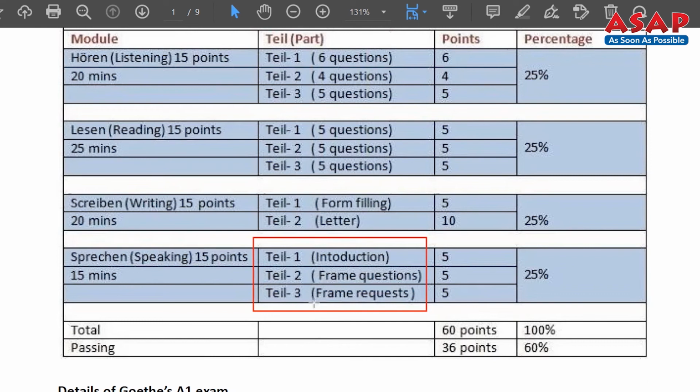And the third tile is framing requests. You will get a card. On that card there will be some image, and depending on that image you have to frame one request, and your partner has to respond to your request. Your partner will frame a request and you have to respond. Approximately 3 cards you will get. So let's see how that card looks like.